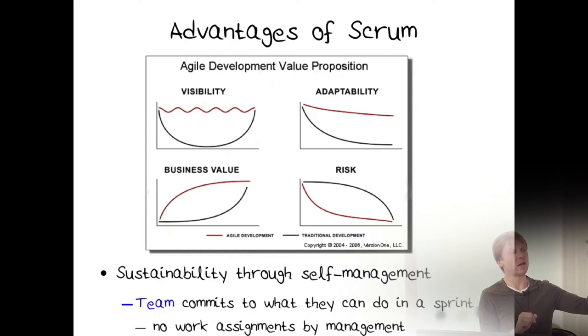We're going to do number one, number two, and number four. We cannot do number three, because three is too big. So we can take in user story number four instead. And that's what we're going to do in this sprint. And so no work is assigned by management.